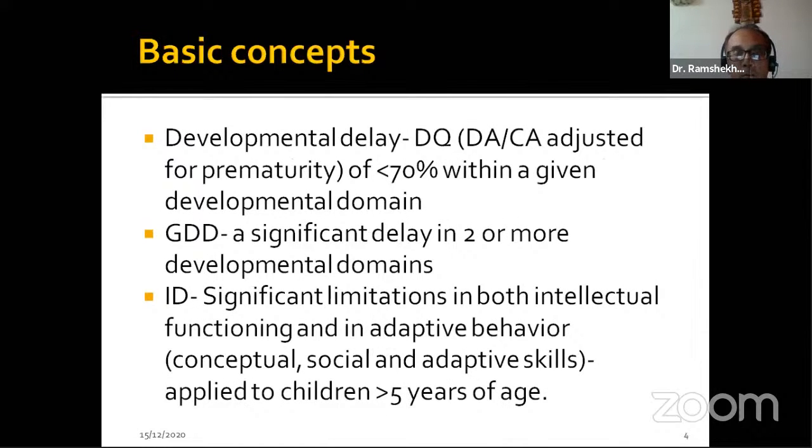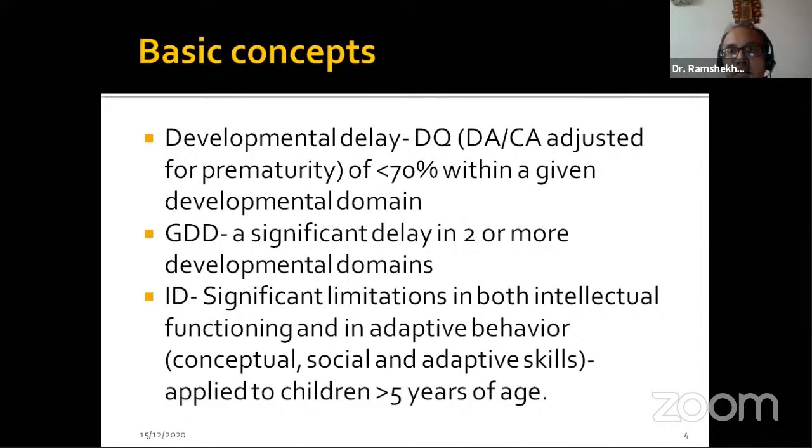It is important to know at baseline what the developmental status of a child is when they present to your clinic. So developmental delay in its absolute terms is defined as a developmental quotient of less than 70% within a given developmental domain. So developmental quotient is nothing but the developmental age upon chronological age, which is adjusted for prematurity. Global developmental delay is a significant delay in 2 or more developmental domains.